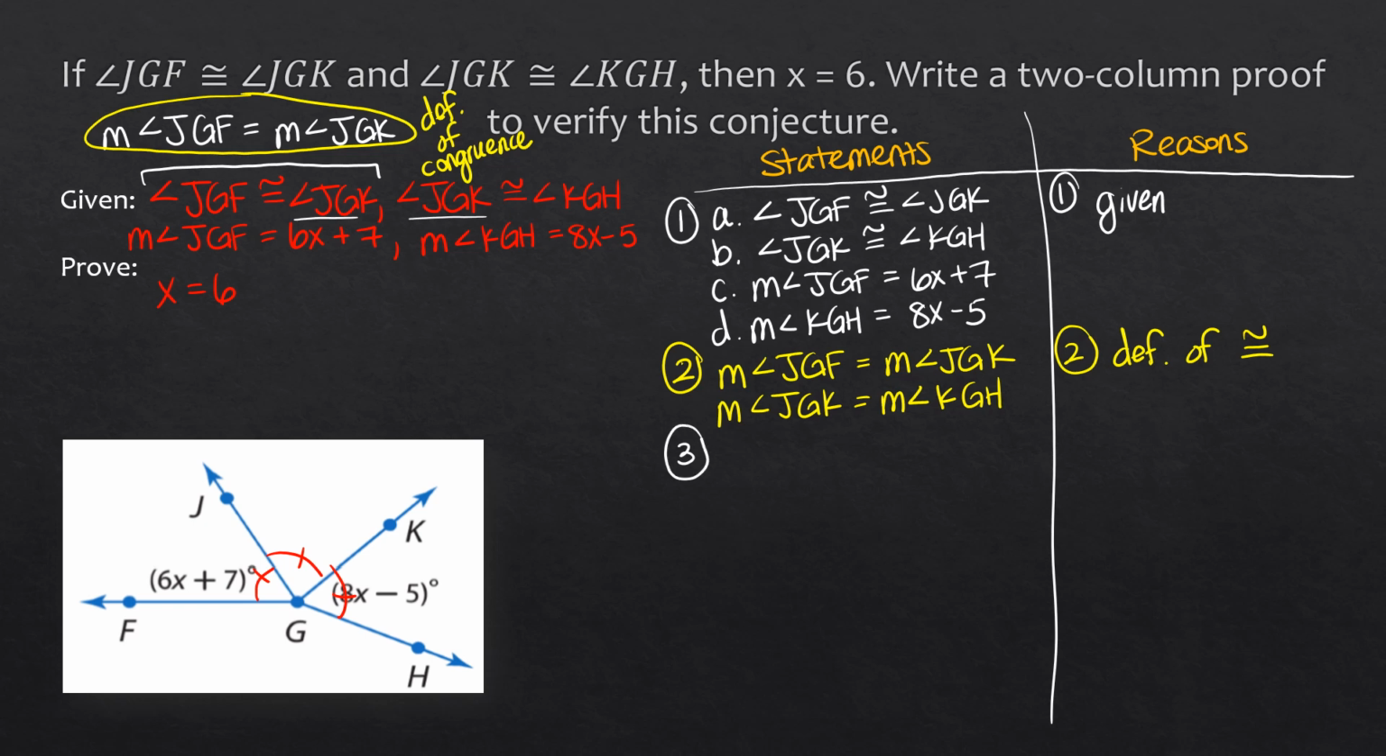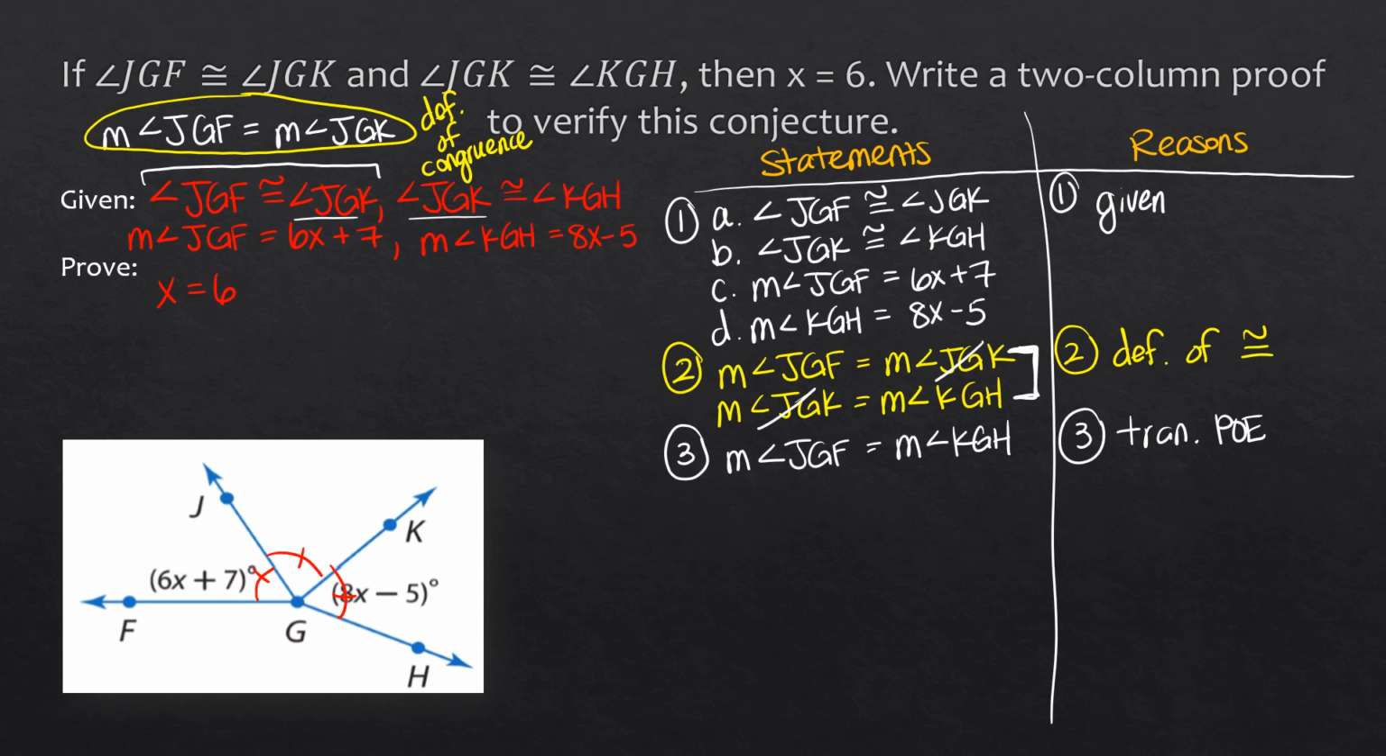And I'm going to take those 2 lines that we just wrote in the second step, and I'm going to cut out that middleman, cut out the measure of angle JGK to say the measure of angle JGF equals the measure of angle KGH. What is that again? That's our good old transitive property. Okay, we're almost into purely algebraic territory.